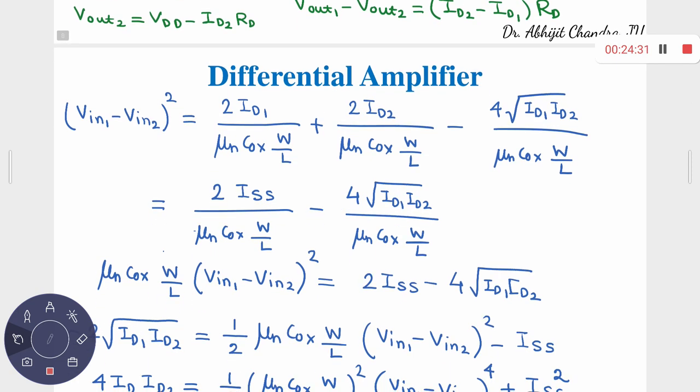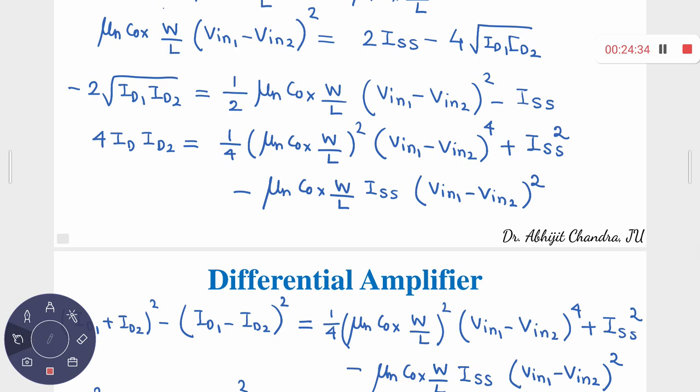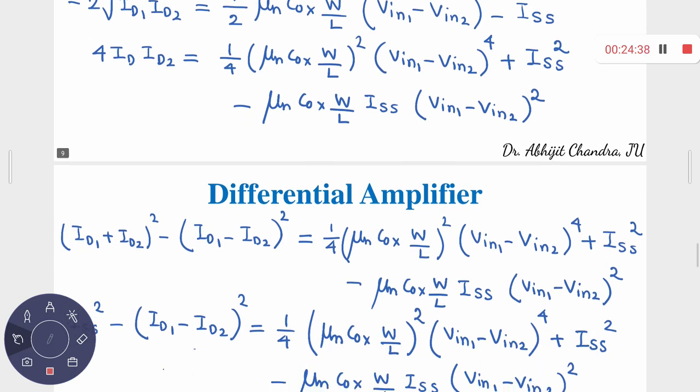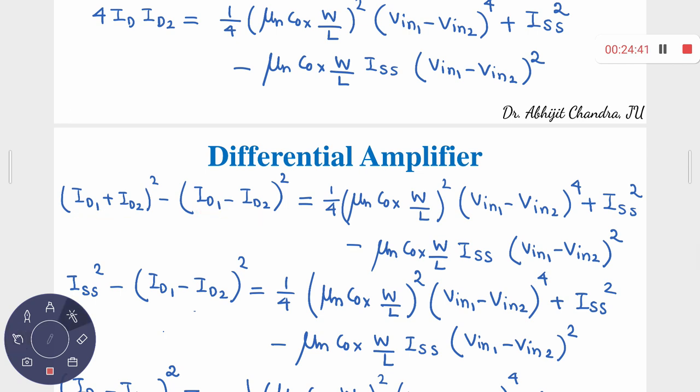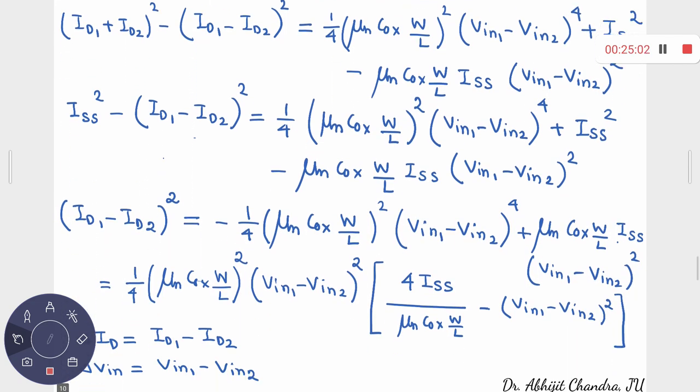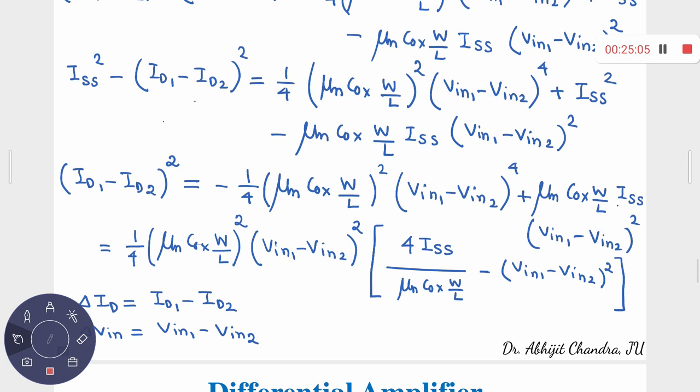And we know that ID1 plus ID2 is equal to ISS. So 4AB is given by A plus B whole square minus A minus B whole square. So ID1 plus ID2 whole square minus ID1 minus ID2 whole square is equal to this much. This is ISS square, this is ID1 minus ID2 whole square, 1 by 4 mu n C ox W by L whole square, V1 minus V2 whole to the power 4, plus IS square gets cancelled, minus this one. Ultimately, you get ID1 minus ID2 whole square equal to 1 by 4 mu n C ox W by L whole square, V in 1 minus V in 2 whole square, times 4 ISS by mu n C ox W by L minus V in 1 minus V in 2 whole square.